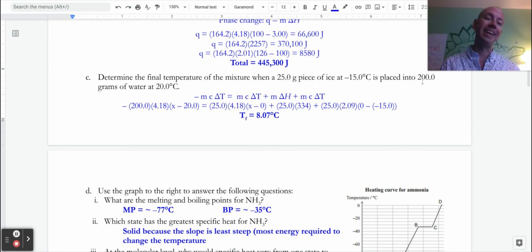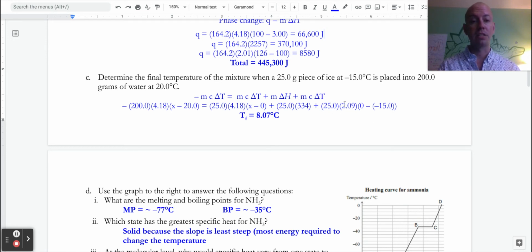Because there is 8 times more water than ice, we could guess that the ice is going to totally melt. And in this case, it does. So what happens here is a lot. My ice goes from -15 up to 0. That is mc delta T right there.